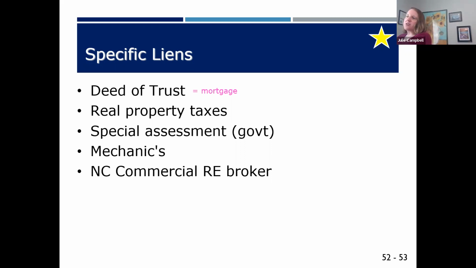And then there's also a low priority lien called a North Carolina commercial real estate broker lien. What this lien does is it allows the commercial real estate agent, not residential, but the commercial real estate agent, to put a lien on the commercial property as an attempt to protect their commission. Again, it's low priority, meaning this guy's getting paid last. He's at the very end of the line.